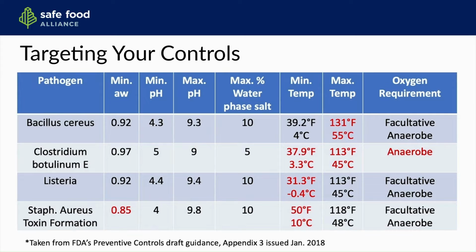Again, we want to target our controls. So again, know your enemy. And this is from the FDA's Preventive Controls Draft Guidance, Appendix 3, issued in January of 2018. And here are some examples of things that we might look at when we want to know our enemy.